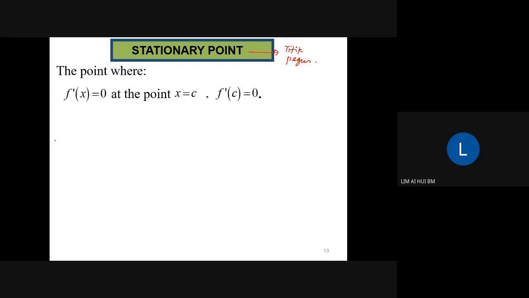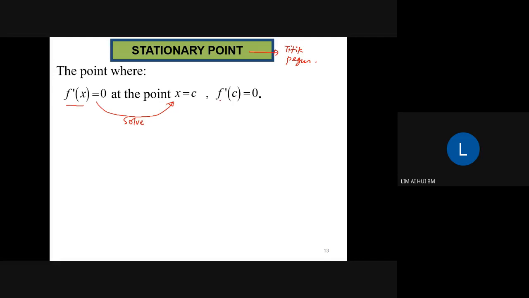The point where the f prime x equals to 0 and the point x equals to c, itu adalah stationary point. Meaning that if you want to get a stationary point, you akan cari dy dx dulu ataupun f prime x, and then you let the f prime x equals to 0. Then you solve. Then x you dapat apa? Itu adalah nilai x coordinate when titik pegun berlaku ataupun stationary point happen.